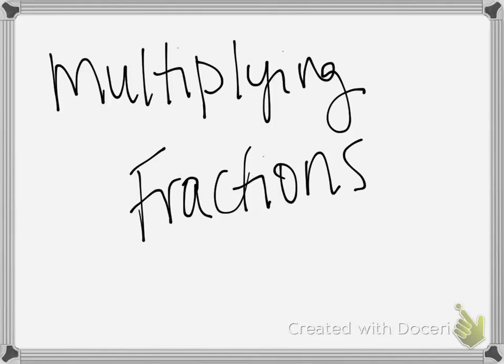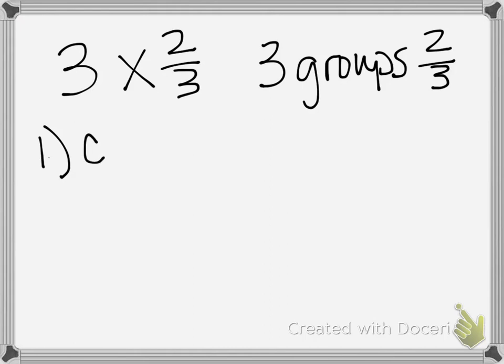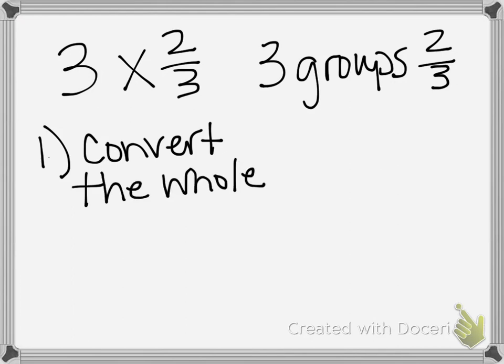Okay guys, in this video we're going to go over the steps of multiplying fractions with standard algorithm. So if we have 3 times 2/3, we're basically saying that we have 3 groups of 2/3. So if we use standard algorithm, step number 1 says convert, which means change, the whole number to a fraction.